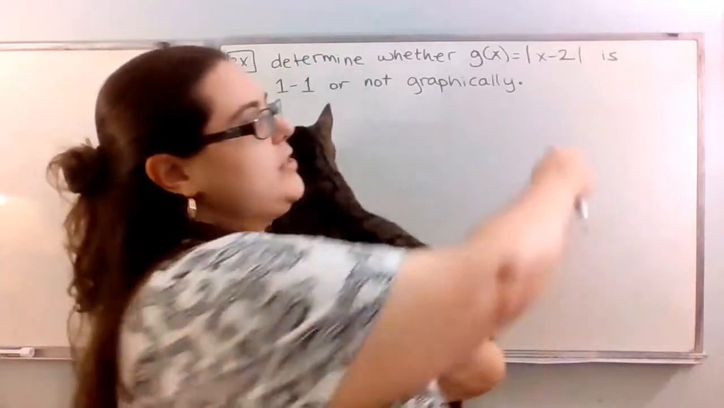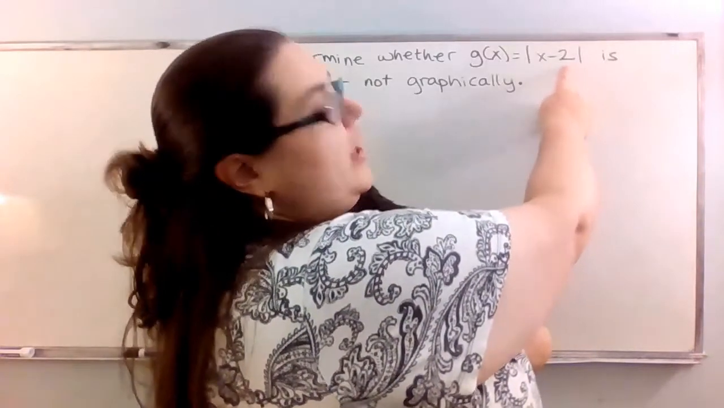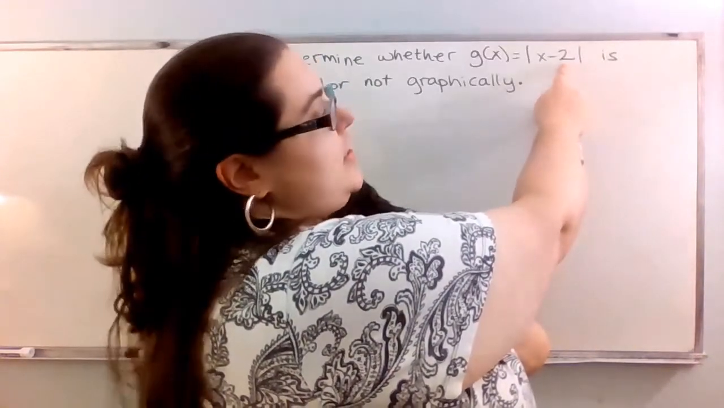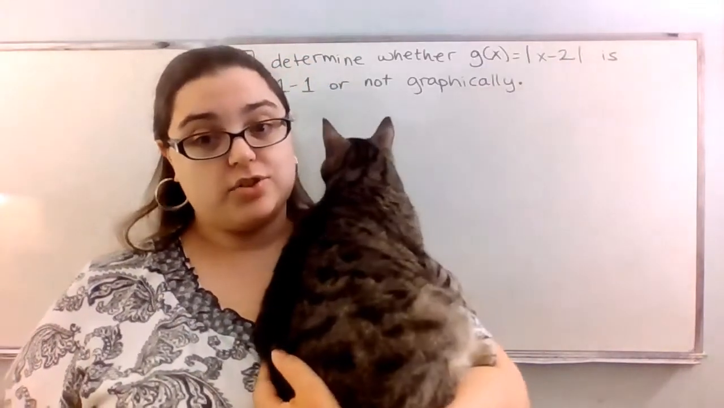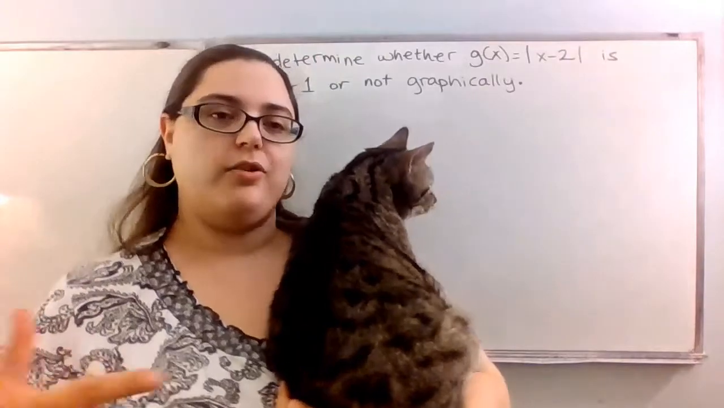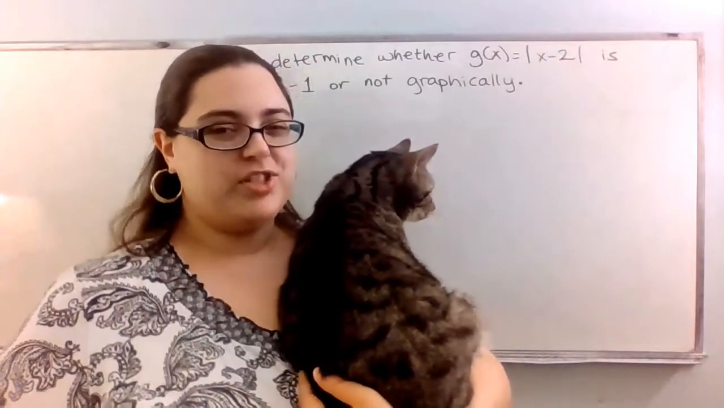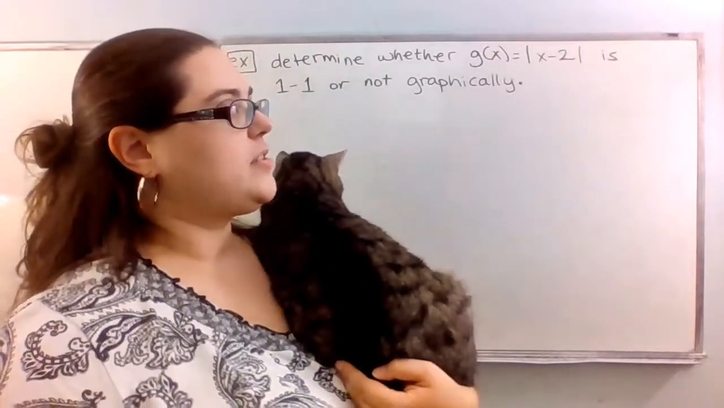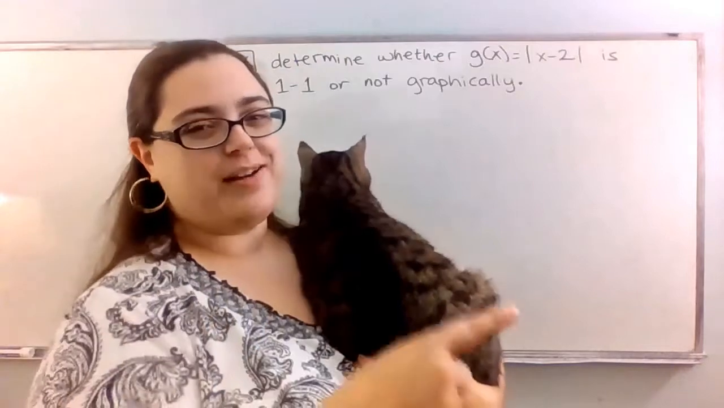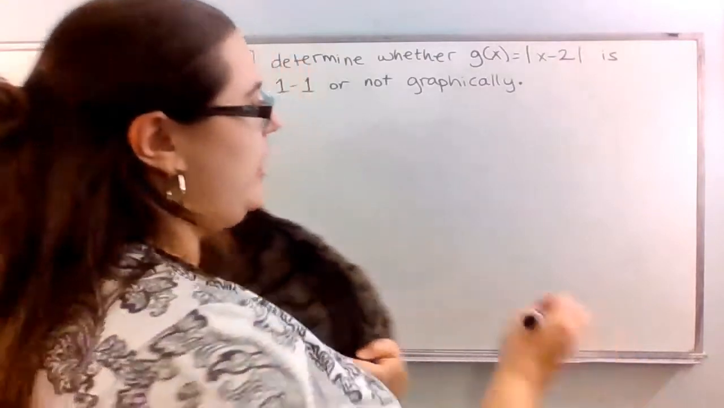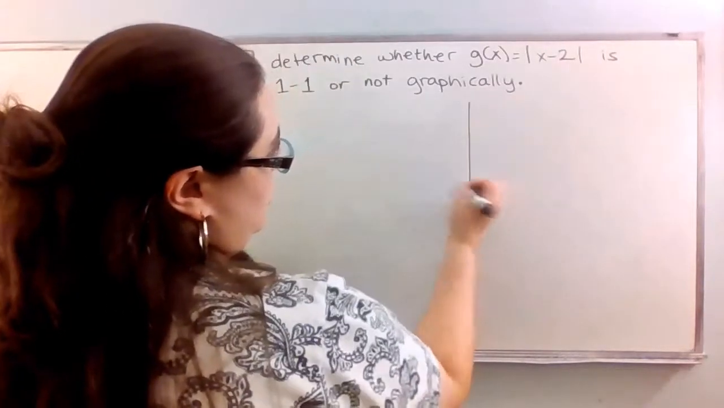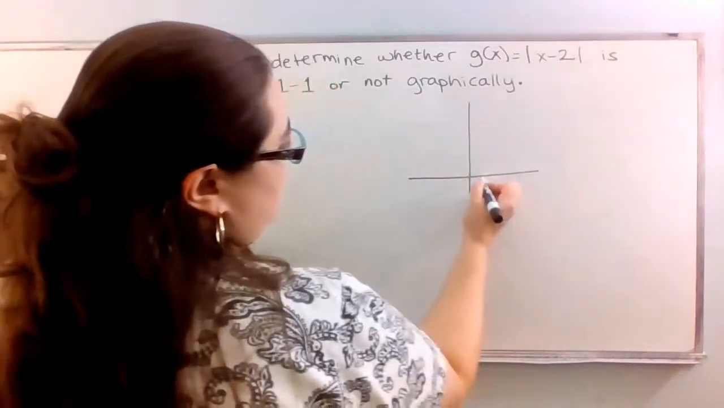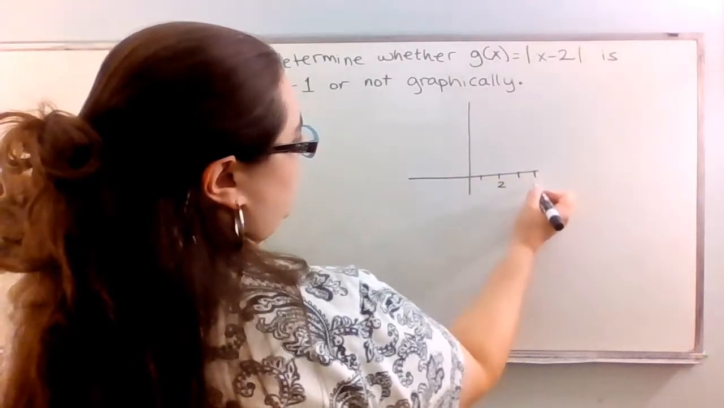And then this minus 2 is happening on the inside of the function, on the inside of the absolute value bars. That means it's going to be a horizontal shift, and it's going to go the opposite of the way our intuition tells us. So it's going to shift to the right by 2. So if I sketch out a coordinate plane here.